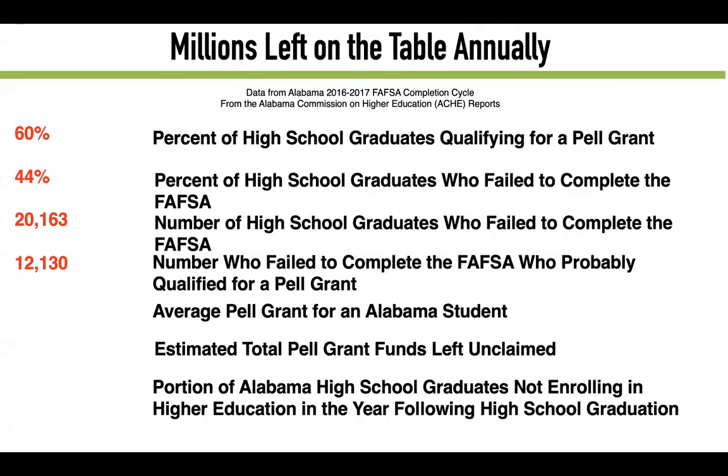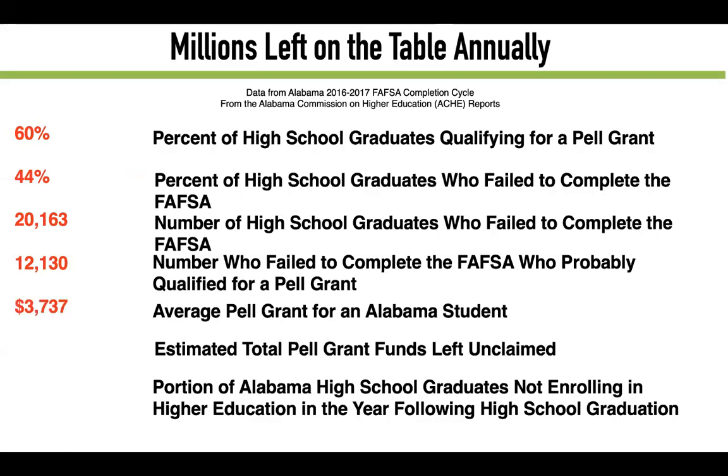Now, 60% of that 20,000 would have qualified for a Pell Grant. So over 12,000 students who could have gotten that $6,100 a year last year for college this year, they just missed out on that money. And because an average Pell Grant for an Alabama student is around $3,700, then we're talking serious money that's left on the table unclaimed, in excess usually of $45 million a year.